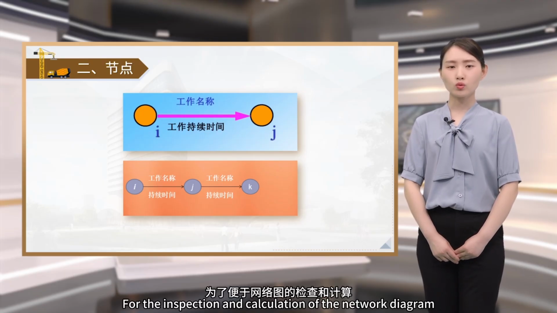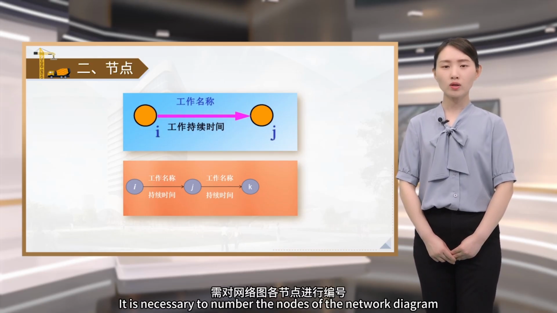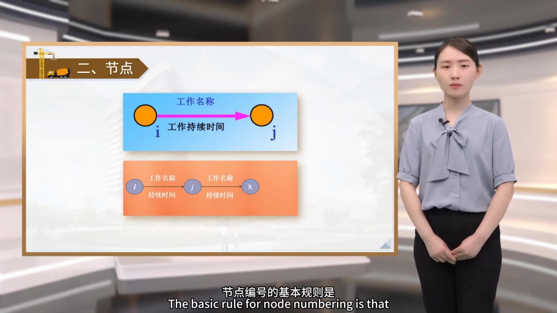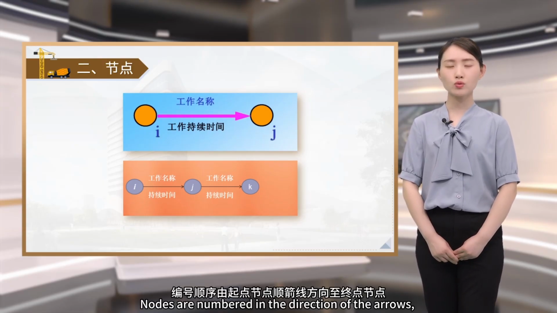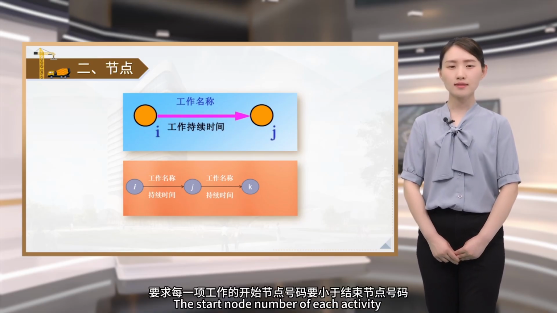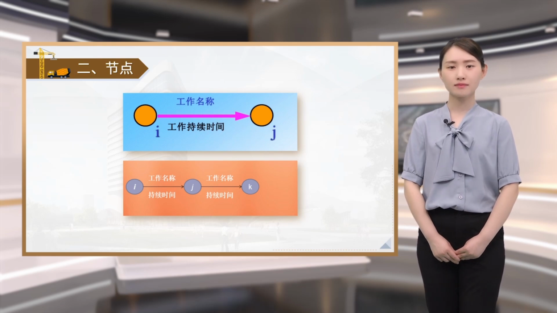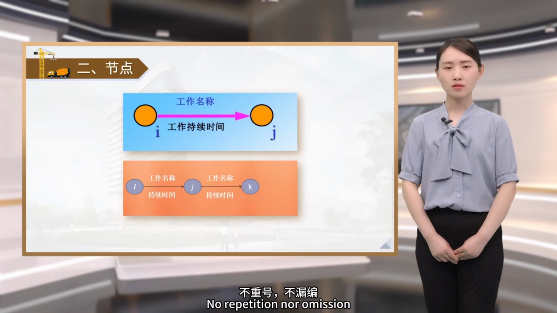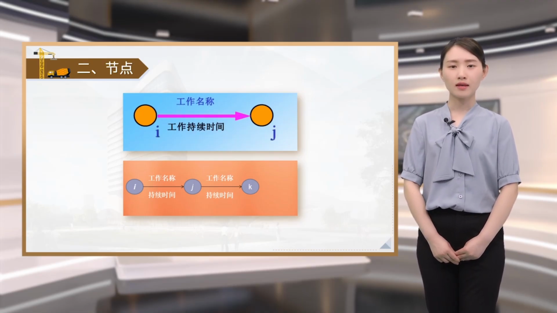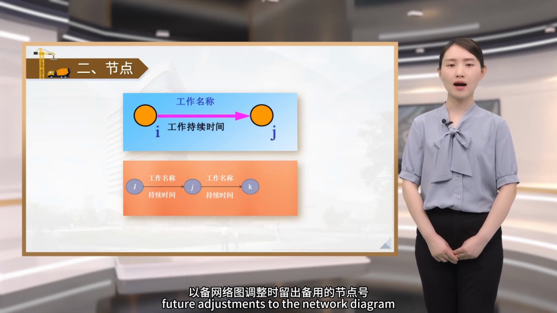For the inspection and calculation of the network diagram, it is necessary to number the nodes of the network diagram. The basic rule for node numbering is that nodes are numbered in the direction of the arrows, from the start node to the end node. The start node number of each activity must be smaller than its end node number. No repetition nor omission. Uncontinuous numbering can be used. Reserve some node numbers to allow for future adjustments to the network diagram.